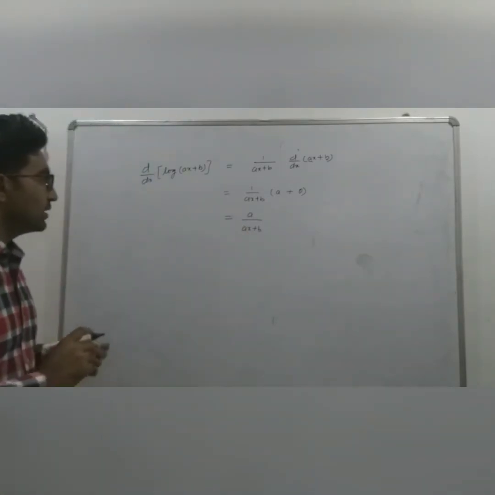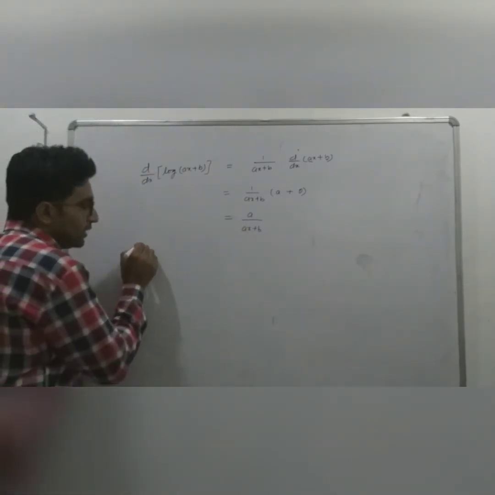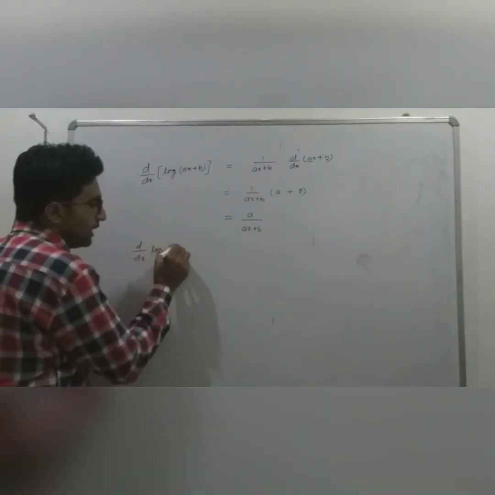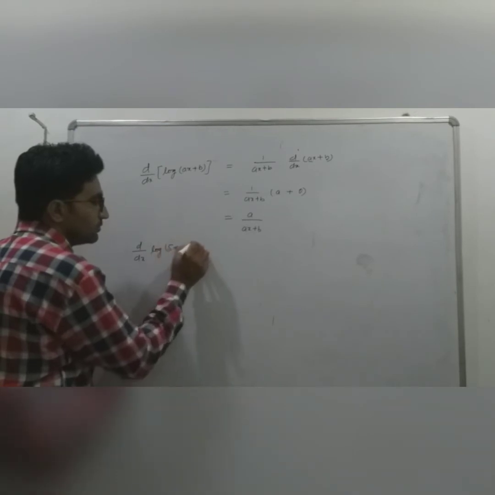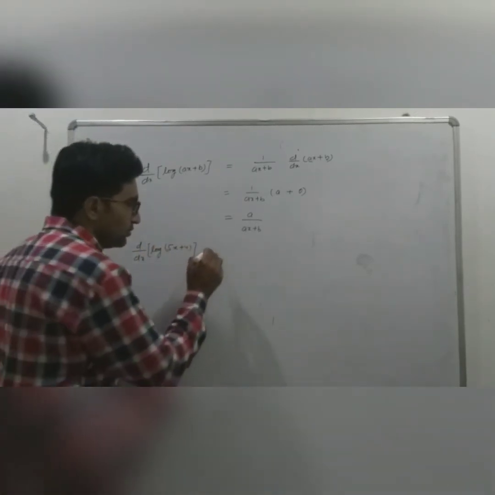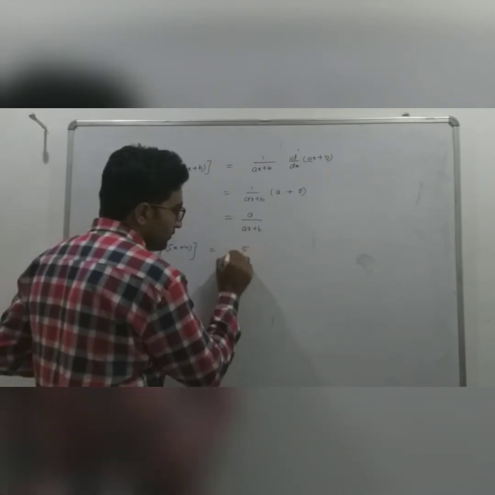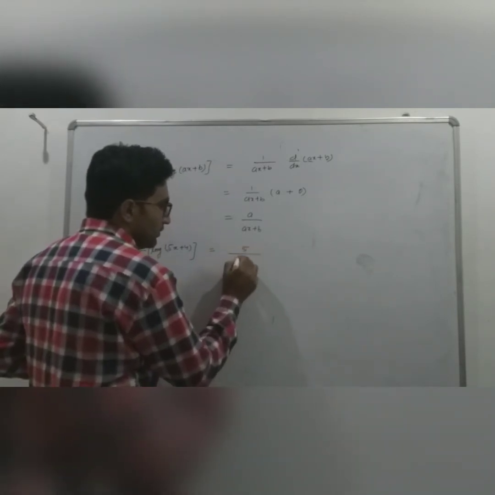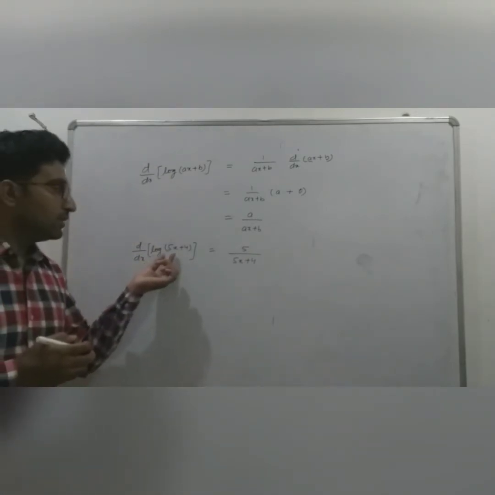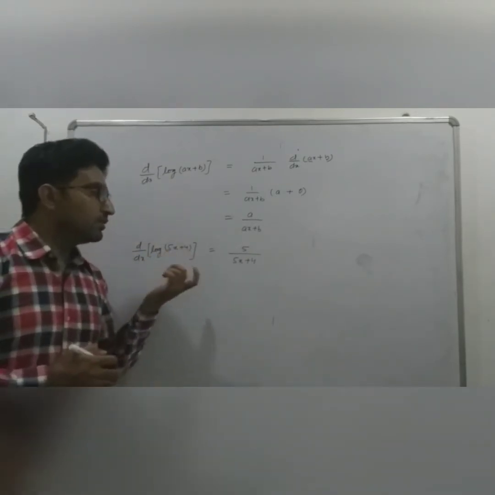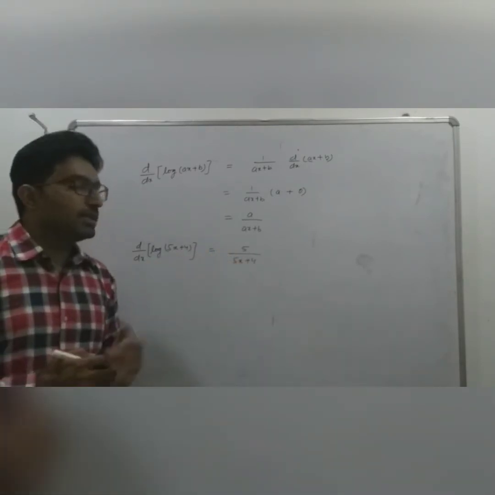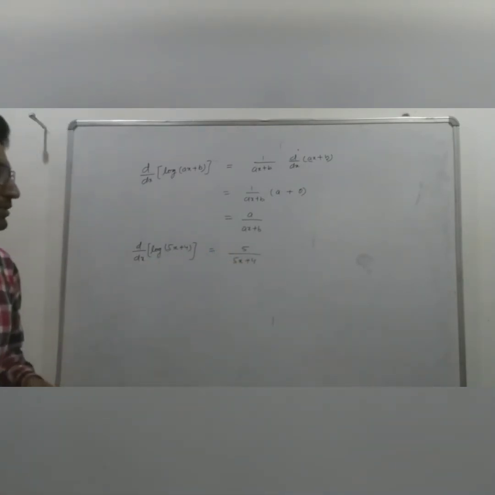Let's take an example on this formula. If we have to find the differentiation of log of 5x plus 4, it will be equal to 5 by 5x plus 4, because in place of a we have 5 and in place of b we have 4. So the differentiation of log of 5x plus 4 will be equal to 5 divided by 5x plus 4.